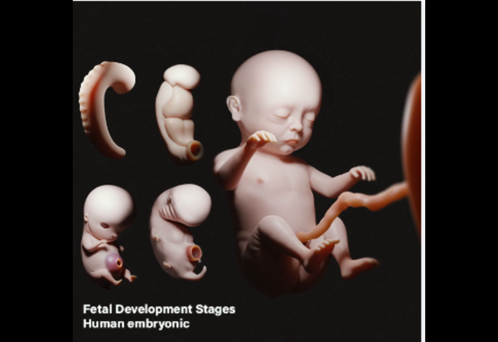Week 25. More body fat makes the fetus's skin less wrinkled and plumper. Its nervous system is quickly maturing. Week 26. The fetus makes melanin.